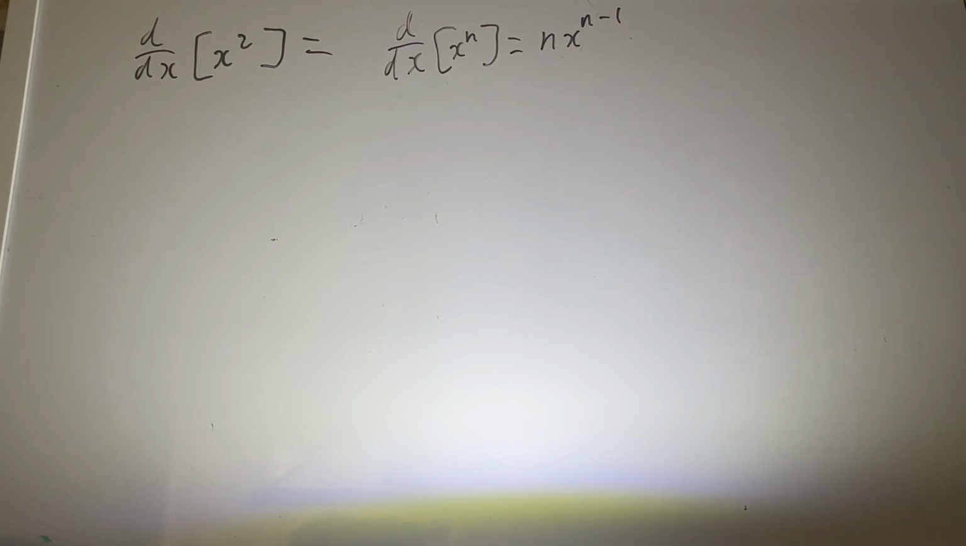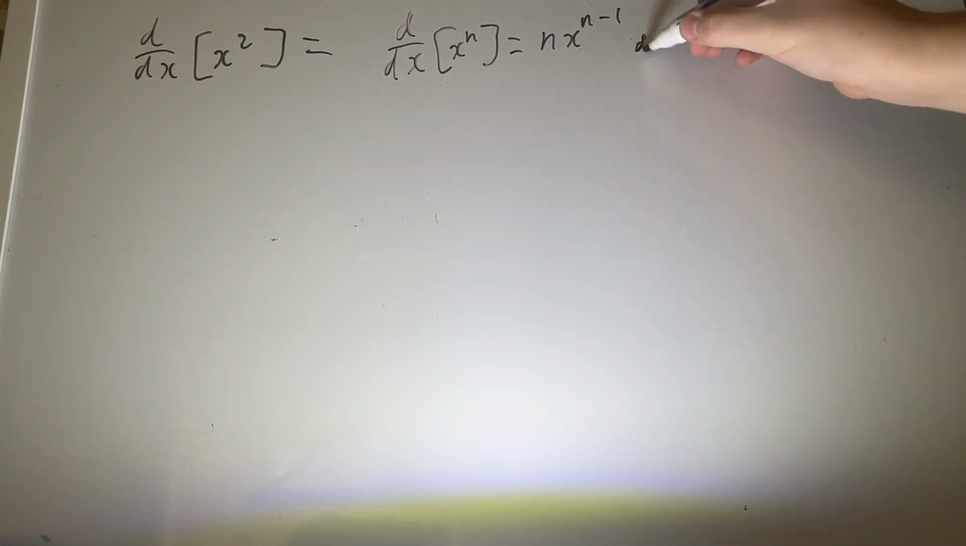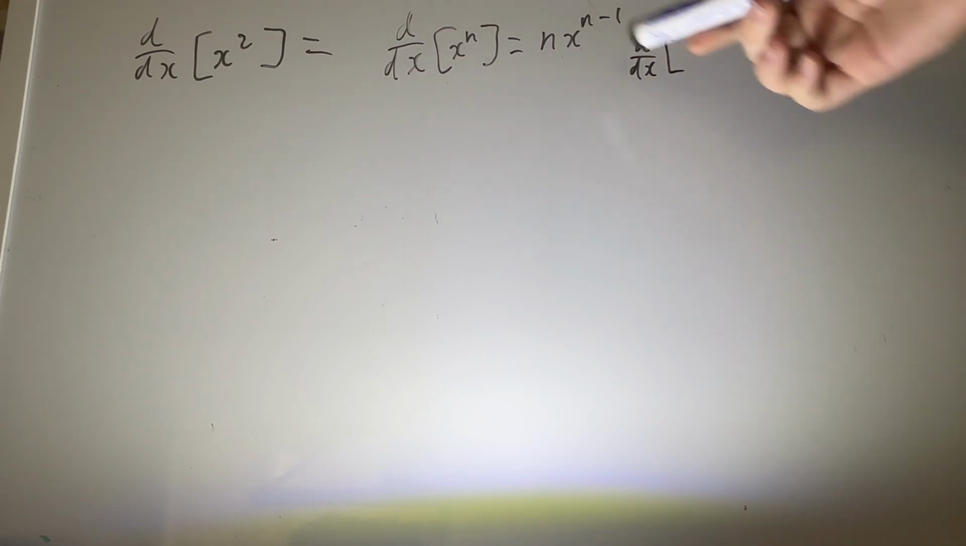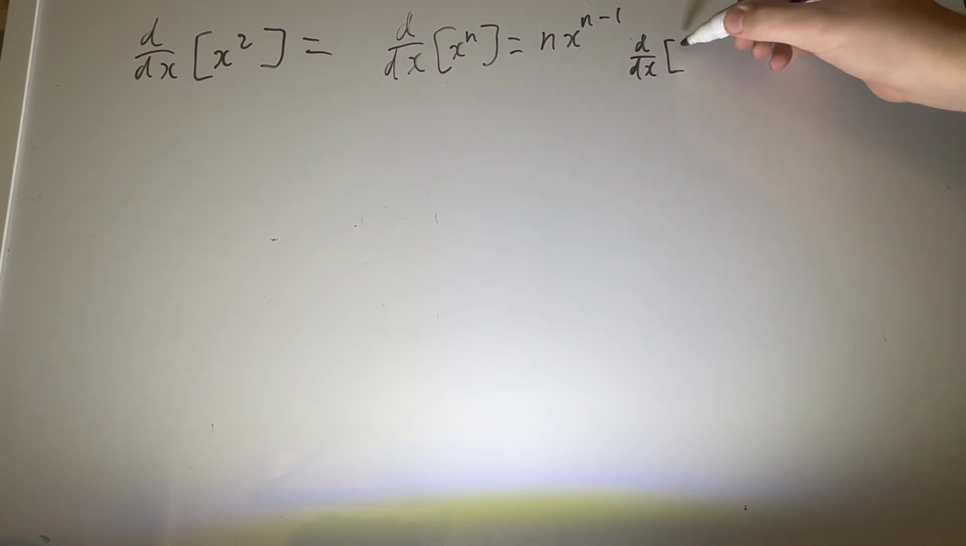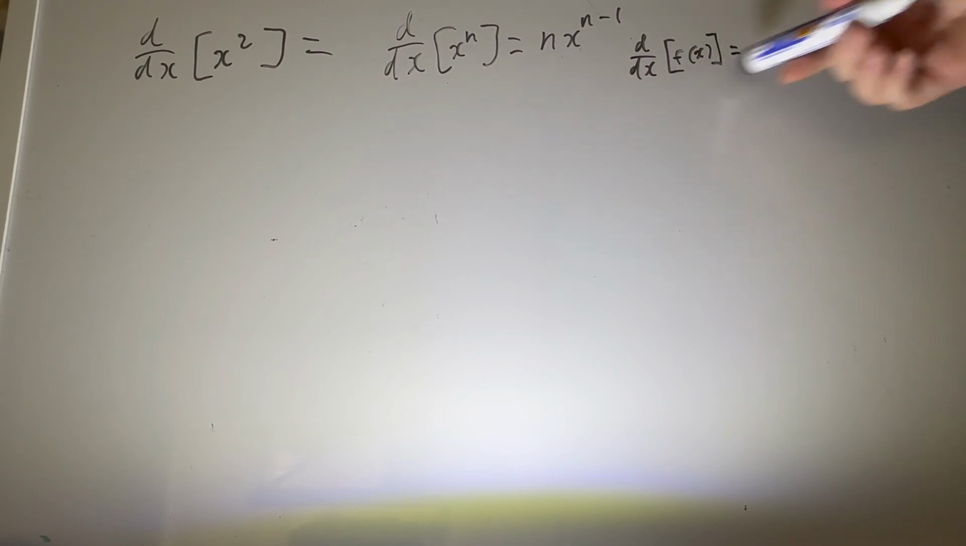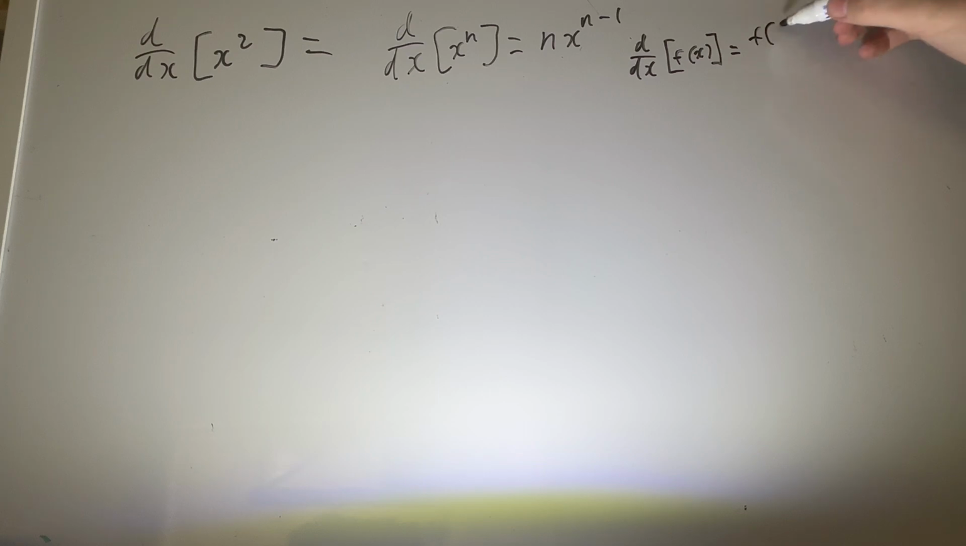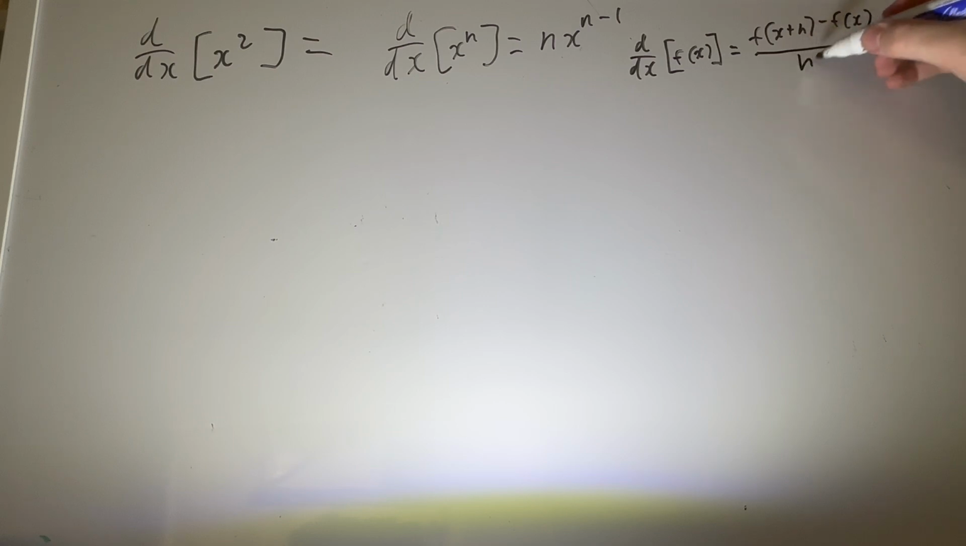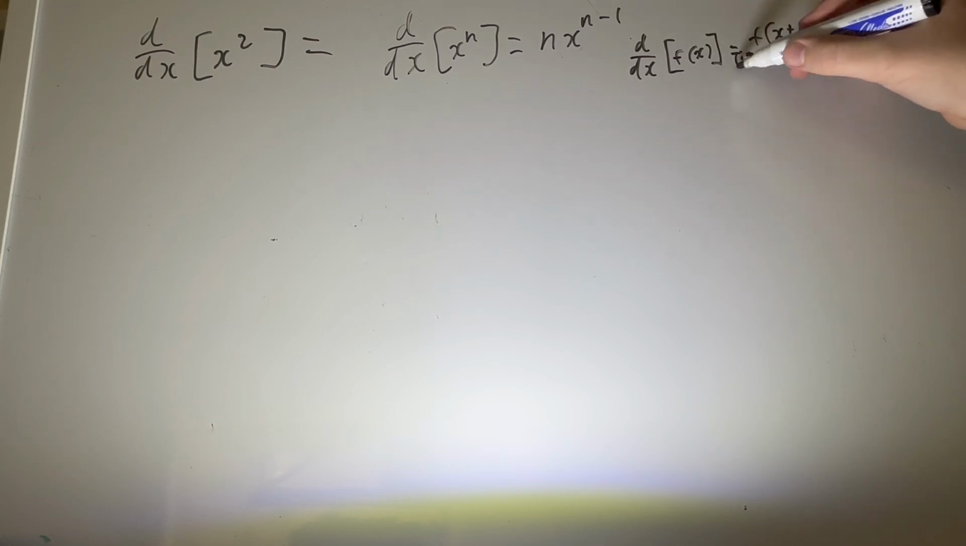So, to prove this, we're going to write the fact about the derivative. So, we have the function of x, the derivative of that is going to be f of x plus h minus f of x all over h, and the limit as h approaches 0.